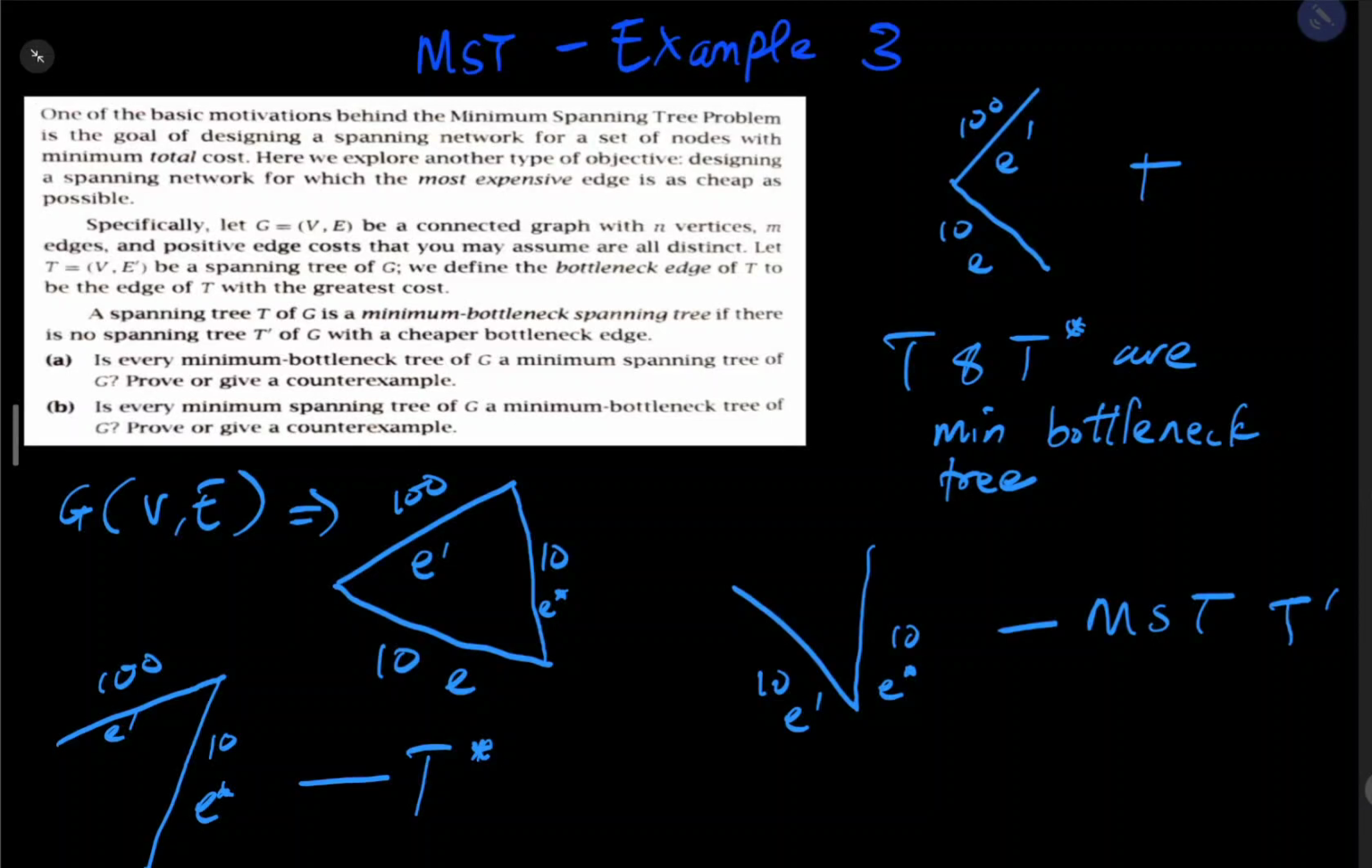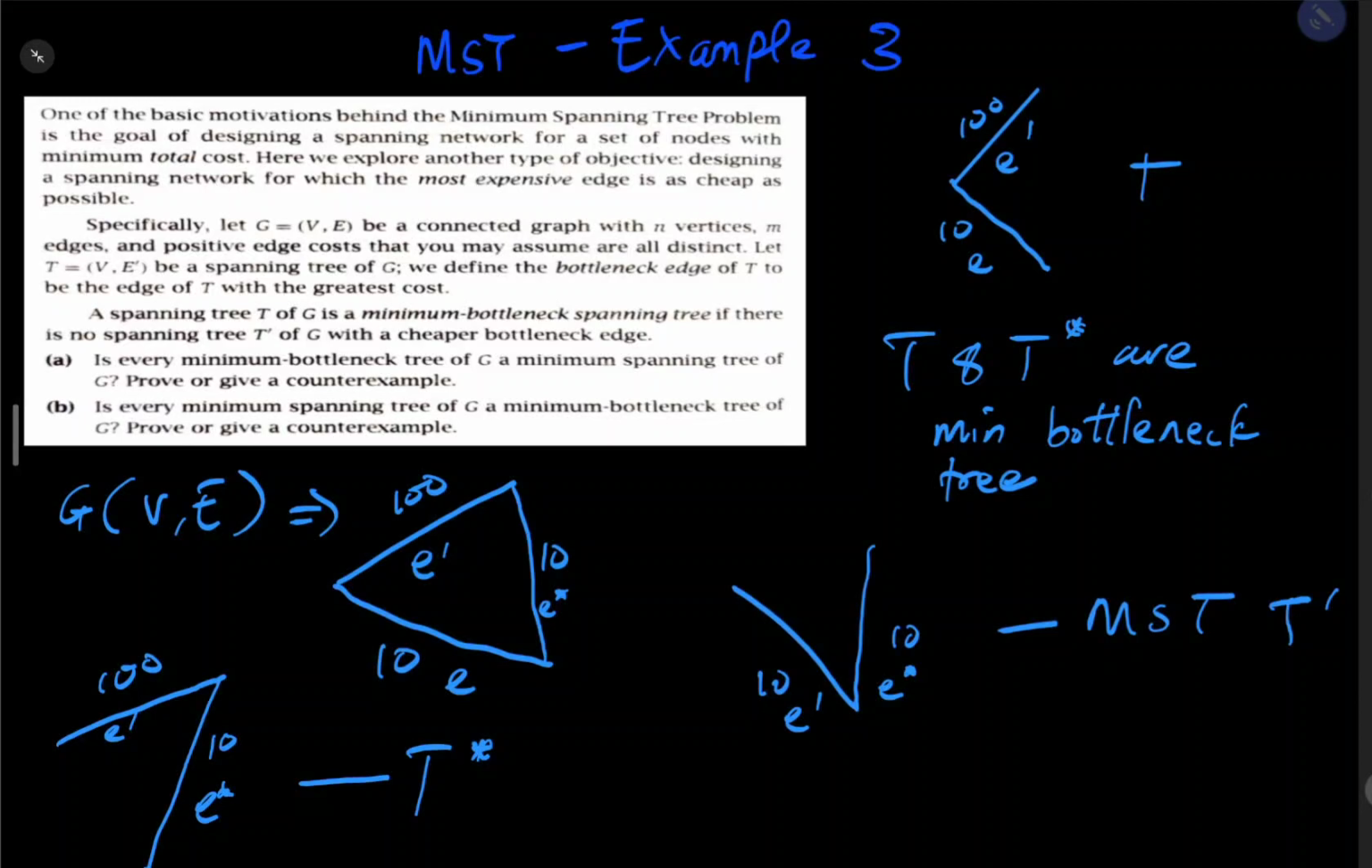So every minimum bottleneck tree of G is not a minimum spanning tree of G. Like I said earlier, the criteria for the definition of a minimum spanning tree, that's our MSTs, and a minimum bottleneck spanning tree is not the same.